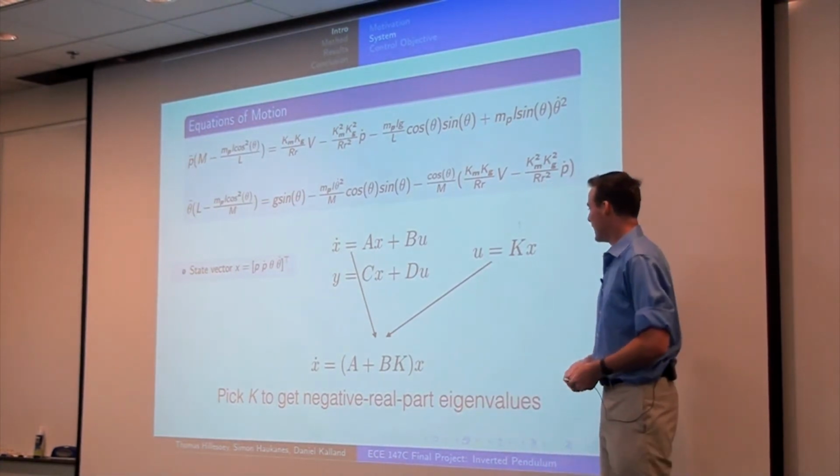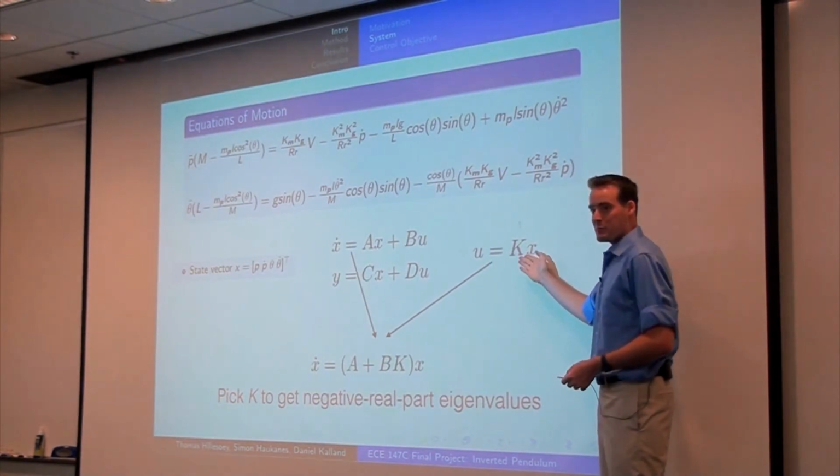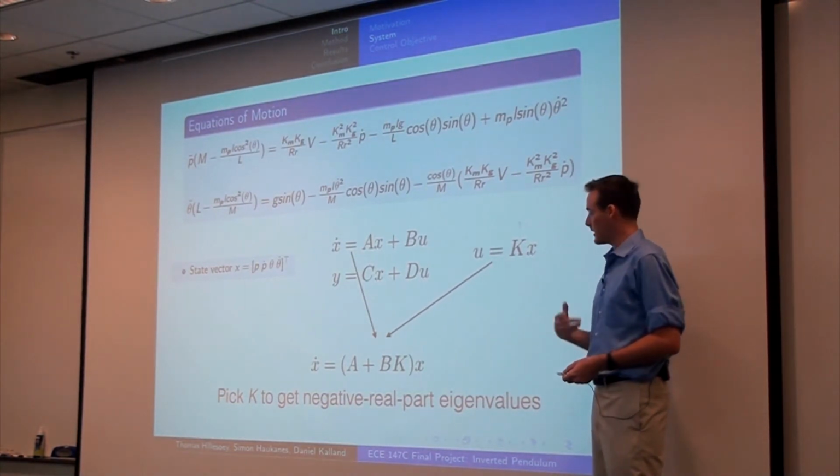Okay, so that is how the control engineer does it, that's behind the curtain. And there's a lot of other methods for how to design a controller. This is just a very simple one, a state feedback controller using negative feedback.